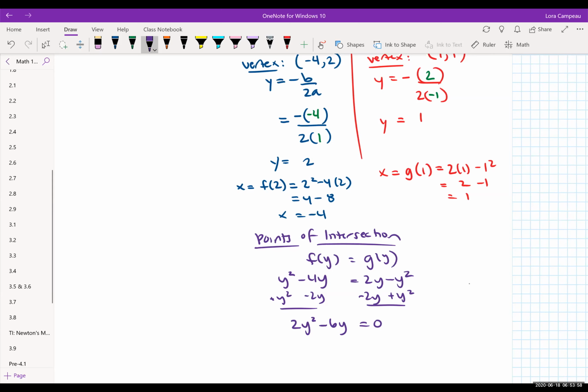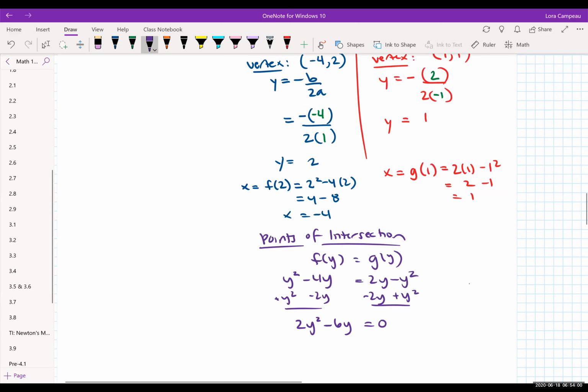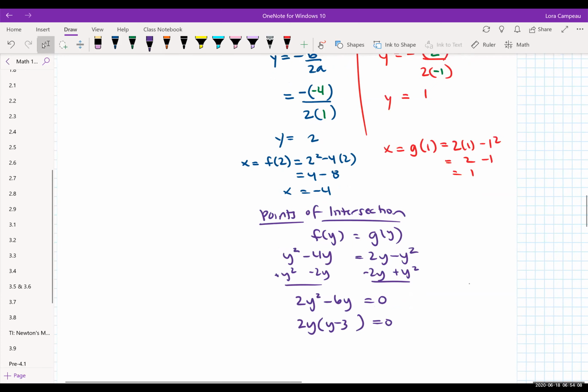That's a nice quadratic equation to solve. We could factor out the 2y. So that's going to leave us with 2y times (y minus 3) equals 0. So that gives us y equals 0 or y equals 3.